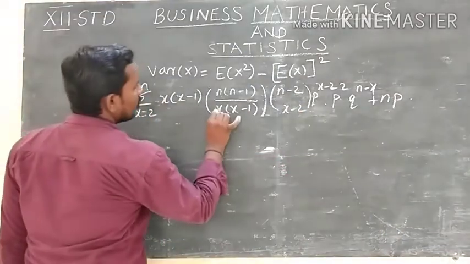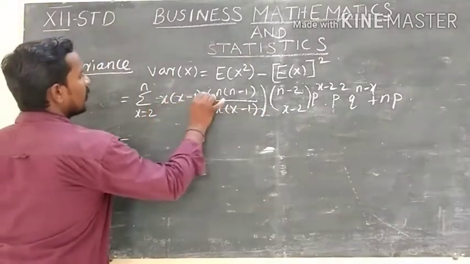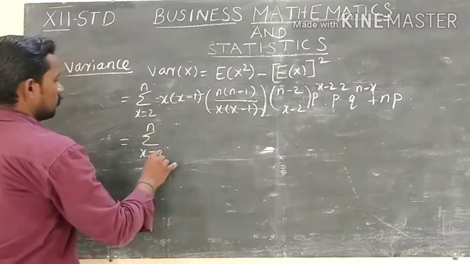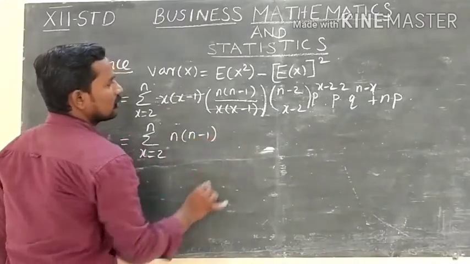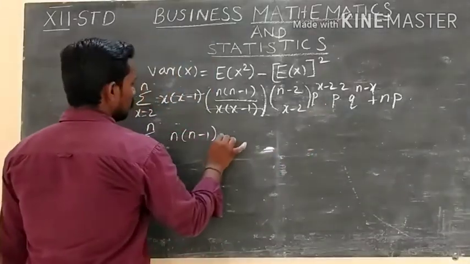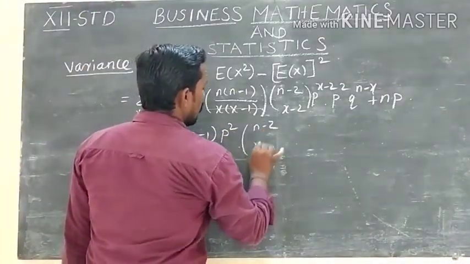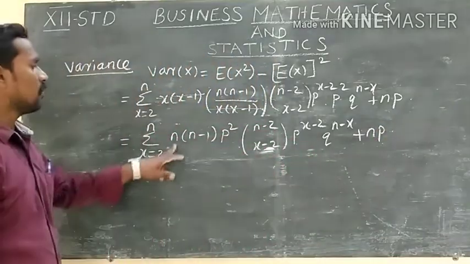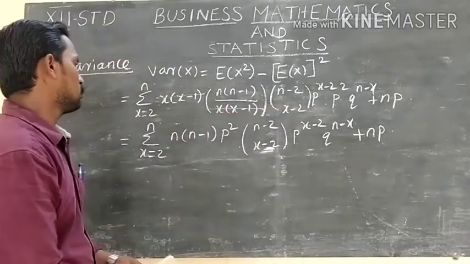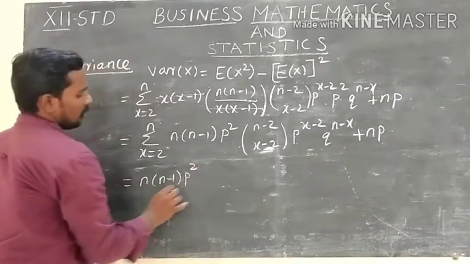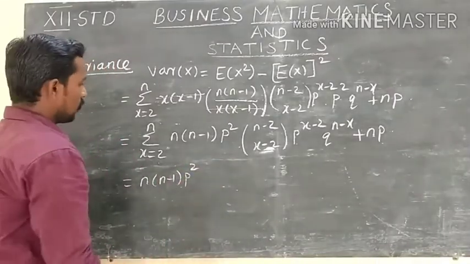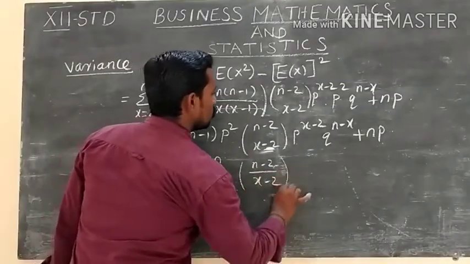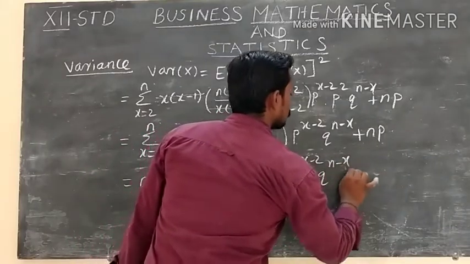That's all. Then here compare. The denominator has x into x minus 1, and the numerator has x into x minus 1. Cancel both, then summation x is equal to 2 to n. So the remaining terms are n into n minus 1, then p square, then n minus 2 C x minus 2, p power x minus 2, q power n minus x, plus np. Okay. Have you understood? Here the p value is written before the n value. Next, n into n minus 1 into p square are all constants taken outside, because n and p are parameters. Okay. Then summation x is equal to 2 to n of n minus 2 C x minus 2, p power x minus 2, q power n minus x, plus np.